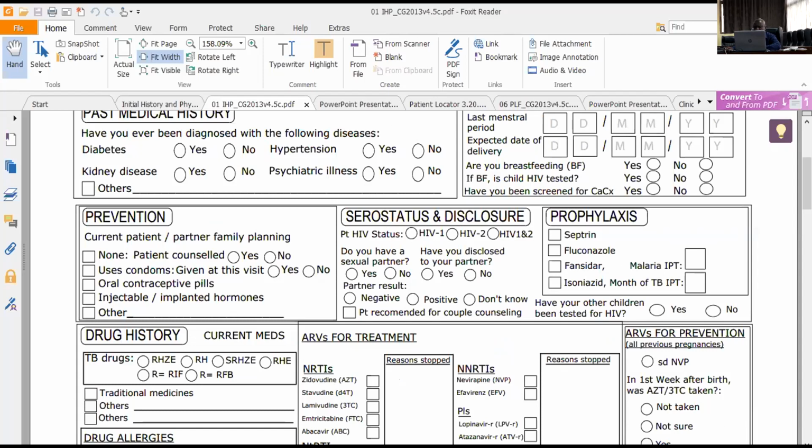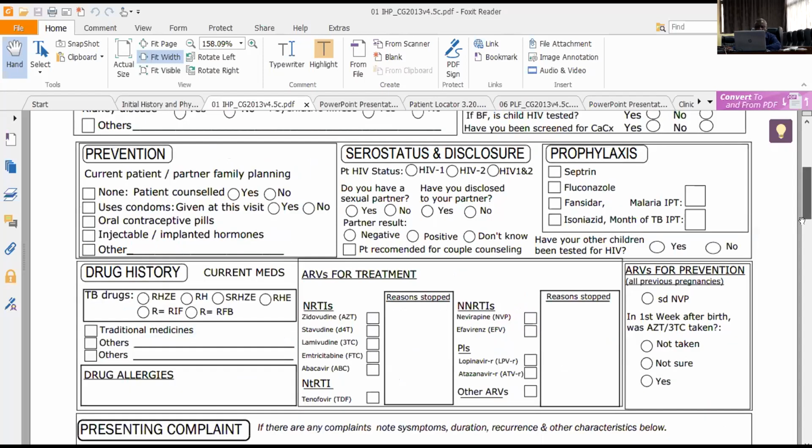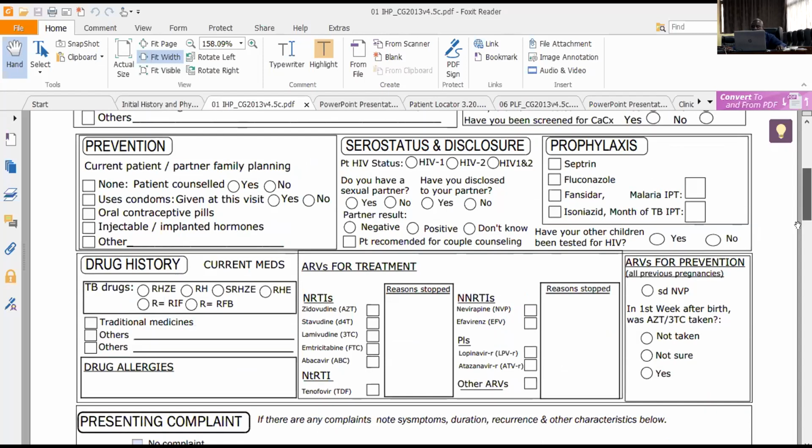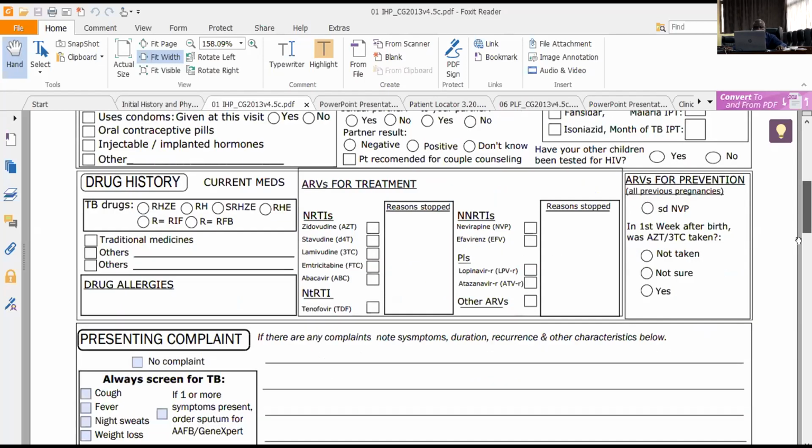So there was Septrin, fluconazole, and Fancida, and isoniazid. They were added on this form. Then you went into drug history. Again, there were the TB drugs, the ARVs, the prophylaxis, and also the drug allergies, if the patient had any drug allergies.